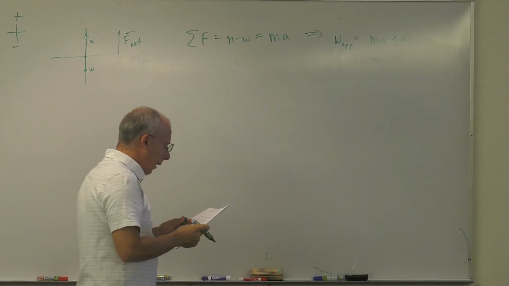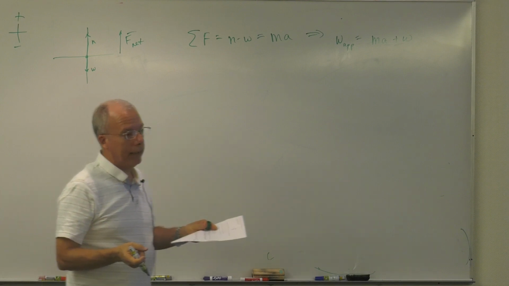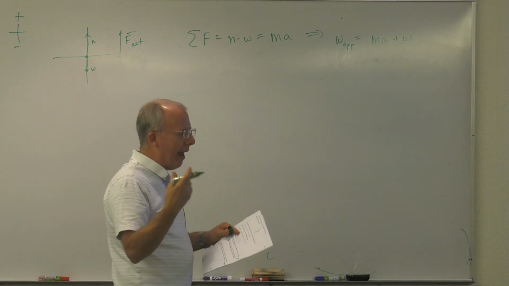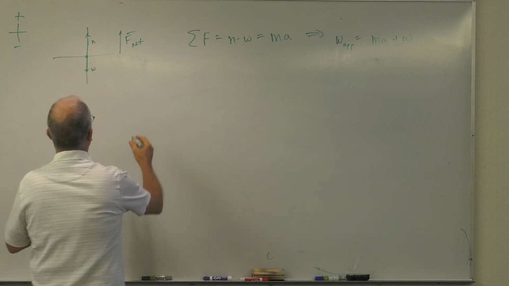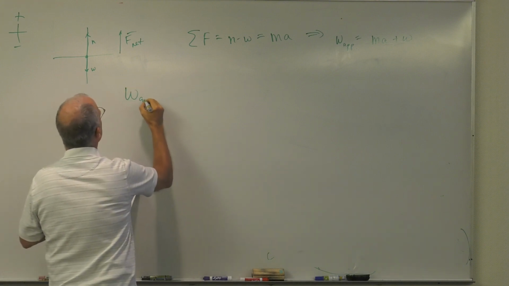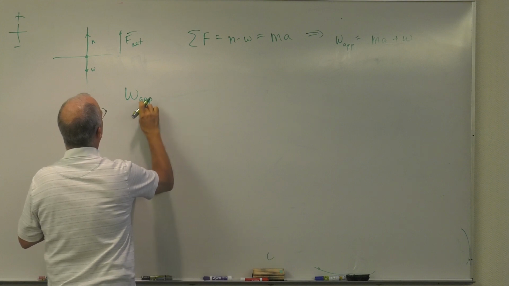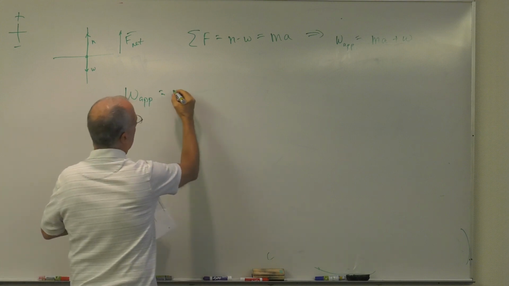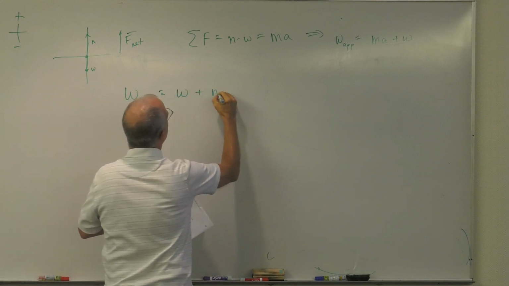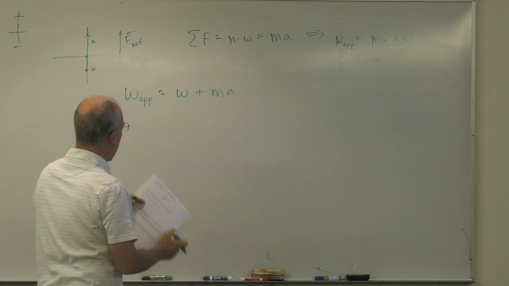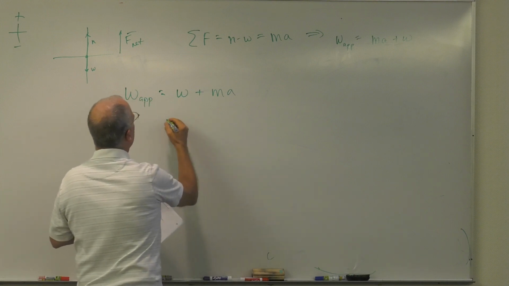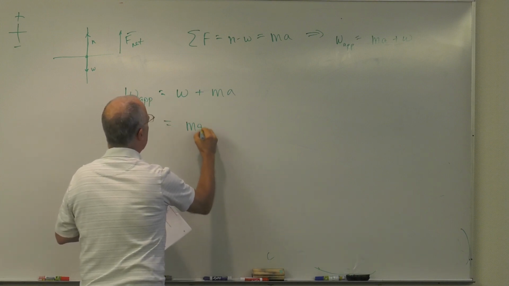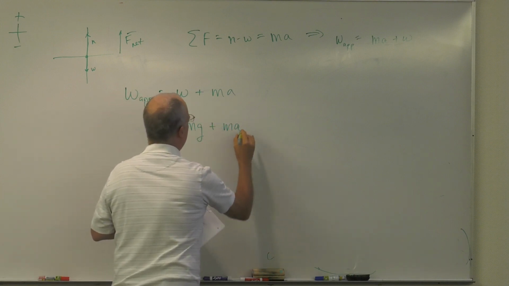Now, there's a really cool way to write this, but it takes a little bit of algebra. So we're going to do it, all right? So here we go. The apparent weight, like I just said, equals the regular weight plus ma. Now what's the regular weight? That's mg. So we'll put mg plus ma.